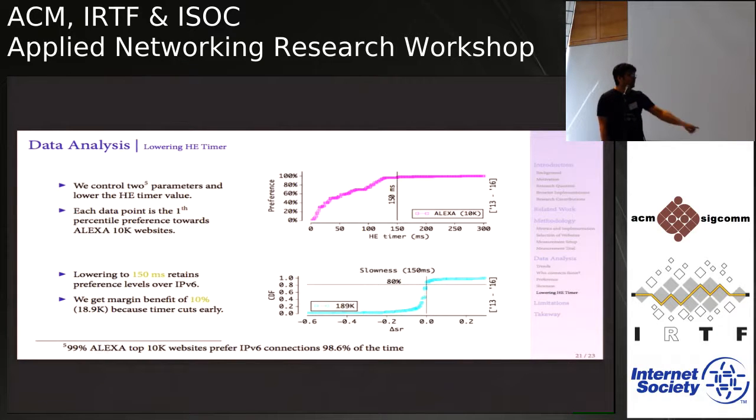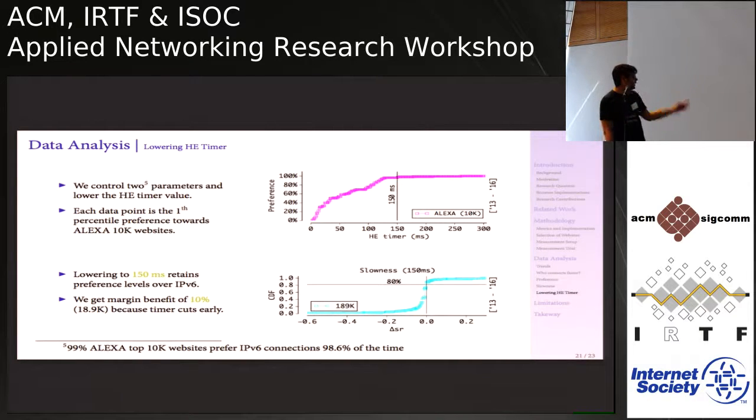Okay, and this is what you see in the lower plot. So this is the slowness you see for V6 in situations where Happy Eyeballs prefers V6 using the 150 milliseconds timer value, and this time you see 80% of the time it is preferring slower V6, which gives you a 10% margin advantage. 10% is huge. Think about it.